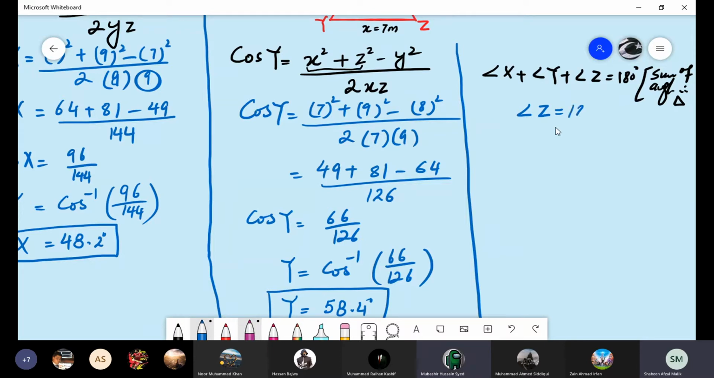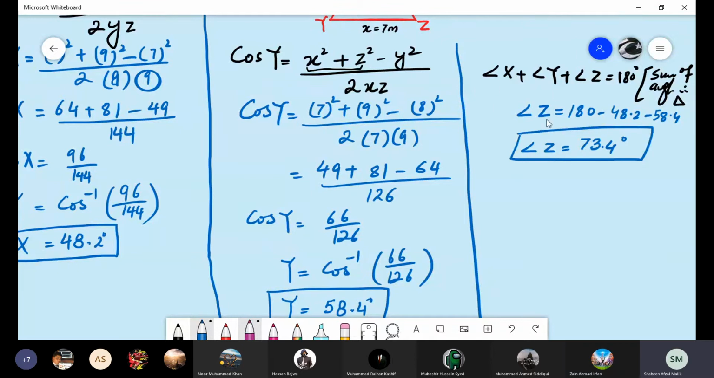So 180 minus what is the angle X? 48.2. What is the angle Y? 58.4. So angle Z is equal to 73.4 degrees. So you have all the answers.